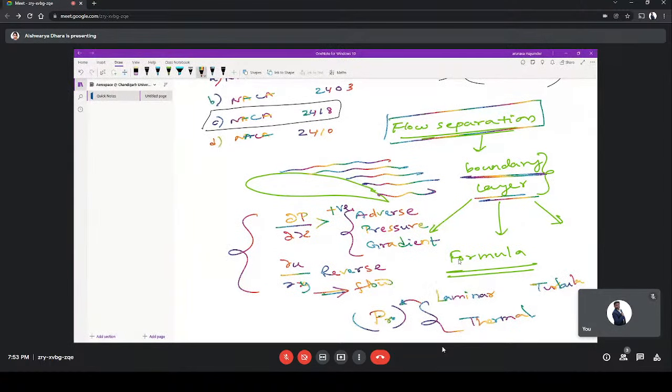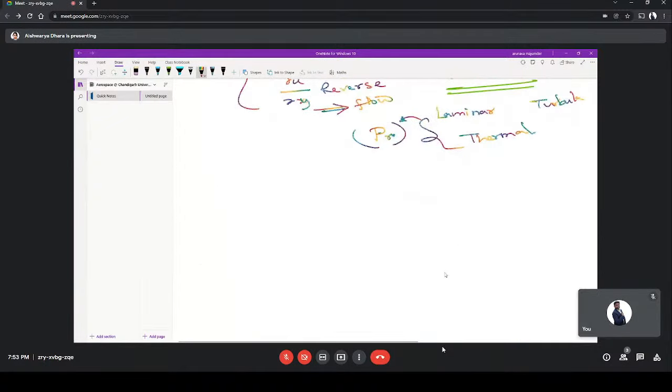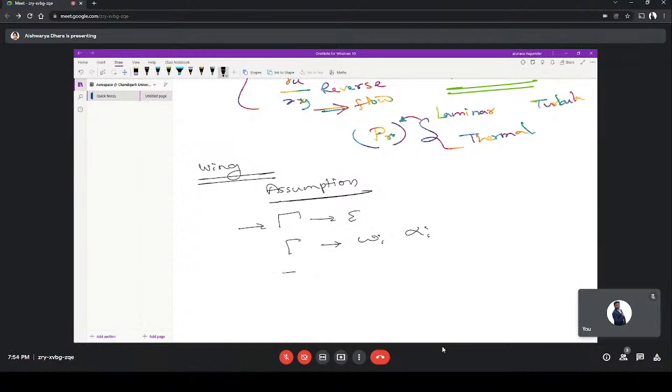Now next we will have the wing. Now wing, again as I've said, for an airfoil, you must remember the theorem and the assumptions, like Prandtl lifting line theory. What are the assumptions? What is the output they are getting? How is the circulation related with the vorticity? How is the circulation related with the downwash, or downwash angle? How is the circulation related with the CDi, that is induced drag?